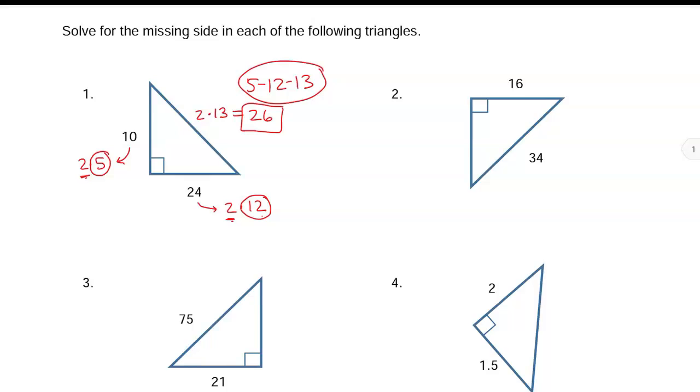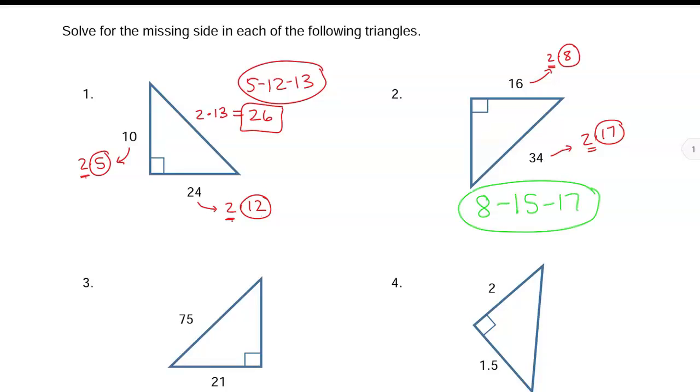Number 2. Instead of doing the Pythagorean theorem, I'm going to observe both of these numbers have factors of 2. So 16 is 2 times 8, and 34 is 2 times 17. So they both have the factor of 2 in common. Now look at the other factor. This one is an 8 on the leg and a 17 on the hypotenuse. That is from the family 8, 15, 17. If one leg is 2 times 8, the other leg would be 2 times 15, 30.